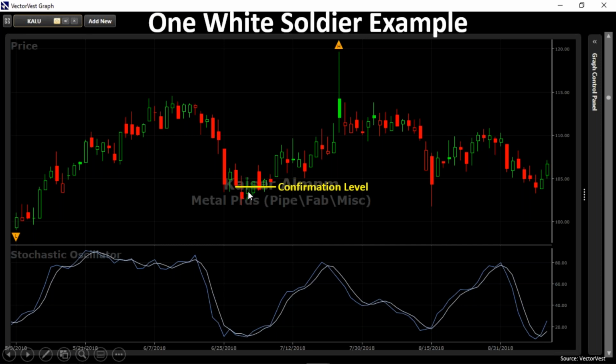Filled red bar, unfilled green bar. There's your one white soldier. Confirmation level is the close of the unfilled green bar. Initial stop loss is the low of the unfilled green bar. What happens the following day? The stock actually opens lower, right?